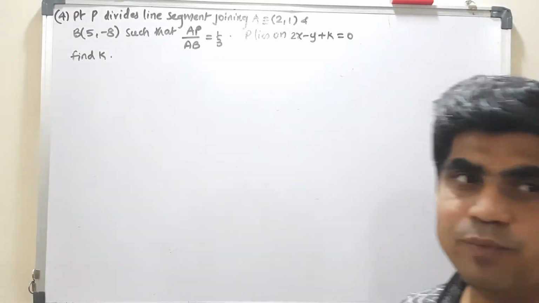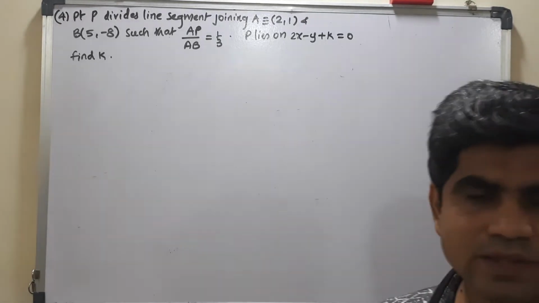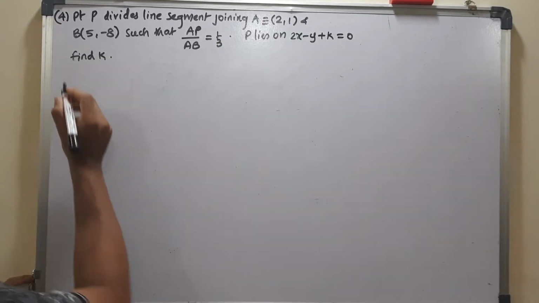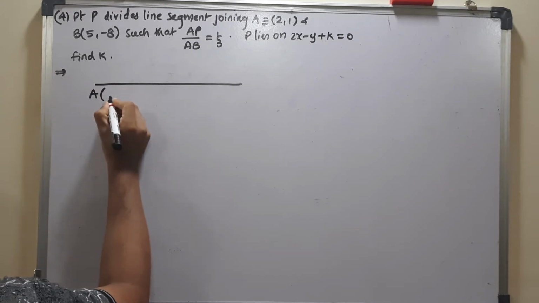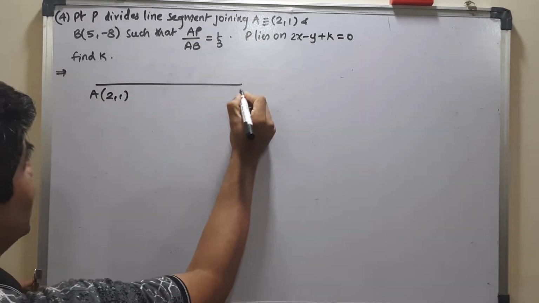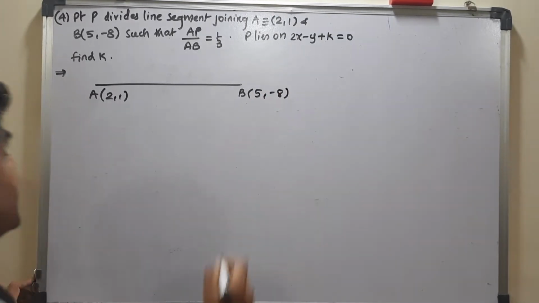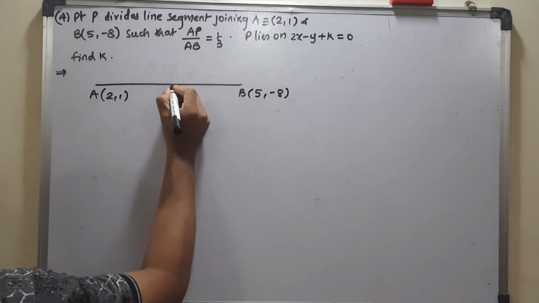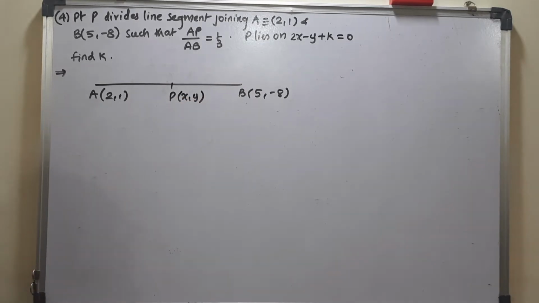It is saying that point P divides the line segment joining point A and B. This is the point P which is dividing the line segment. So I will better understand it by drawing a figure. Let this be A, which is (2, 1), and this is your B, which is (5, -8). There is point P, okay? Suppose point P is somewhere here, which is (x, y) if I want to say, or I can take anything else.